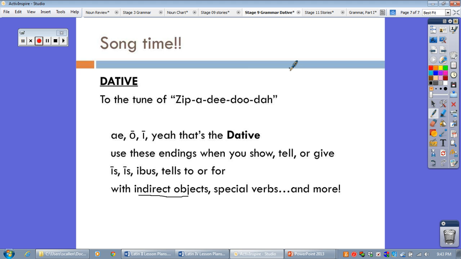So here we go. Dative case. 1, 2, 3. A-E-O-I, yeah, that's the dative. Use these endings when you show, tell, or give. Is, ibus, tells to or for, with indirect objects, special verbs, and more.